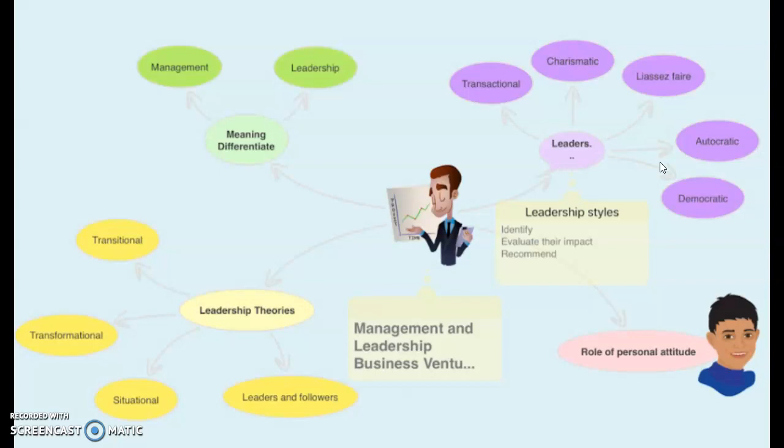The next thing that you're going to be asked is leadership theories. Now with the leadership theories, there are 4 of them. We have leaders and followers, we have situational leadership theory, transformational, as well as transitional. So for these 4 leadership theories, you'll need to be able to explain and discuss them, all right, so that you can identify them well, and then again identify them from given scenarios or from statements.